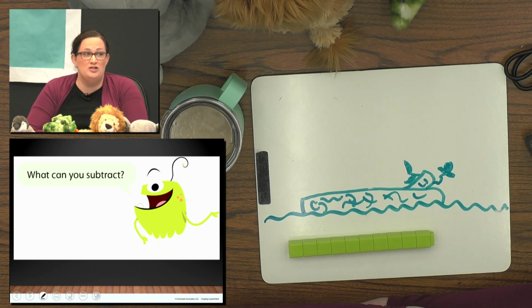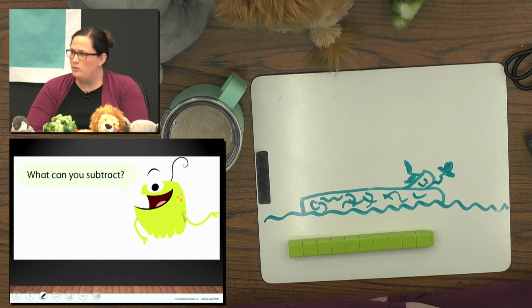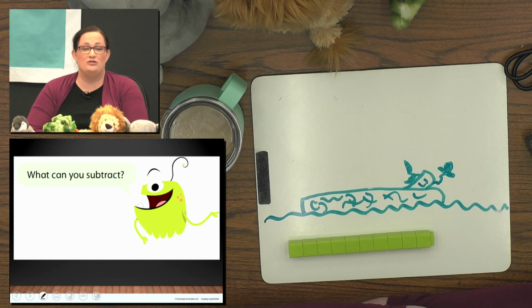What about birds on a wire? You know the power lines, and the birds go on the wire? We could have birds on a wire and some fly away. Oh, that would work. Or what about kids playing at the park and their moms call them to go home? And some go home and some stay. Kids playing at a park, you could subtract those. Or there's so many things you could subtract.